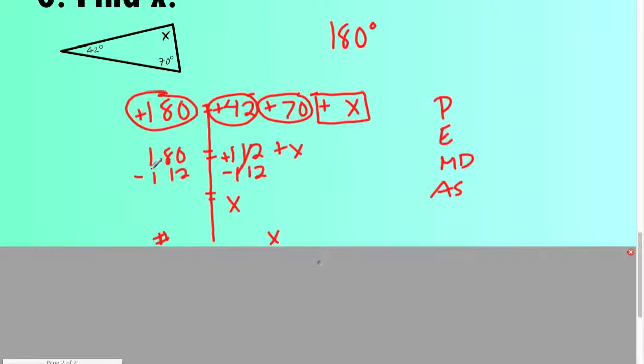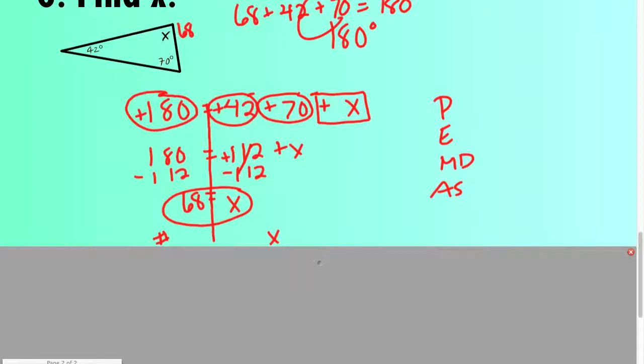And that equals 68. So x equals 68. Now if we were to check our answer, these three should add up to be 180. So 68 plus 42 plus 70 should all equal 180. And let's see if it does. So 68 plus 42 plus 70 does equal 180. So we are correct on that one.